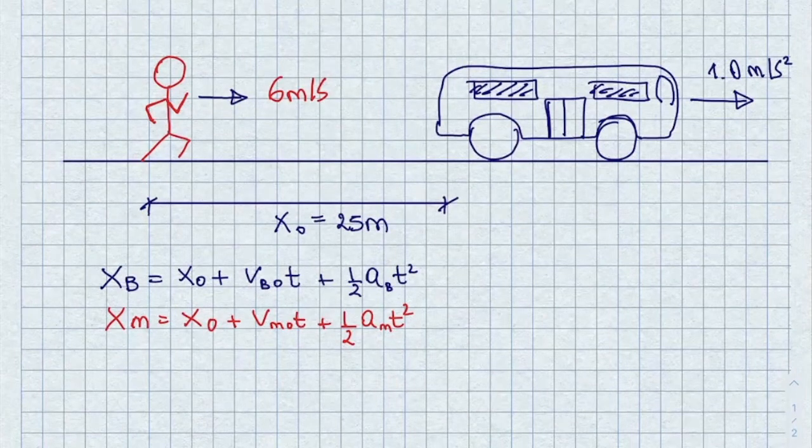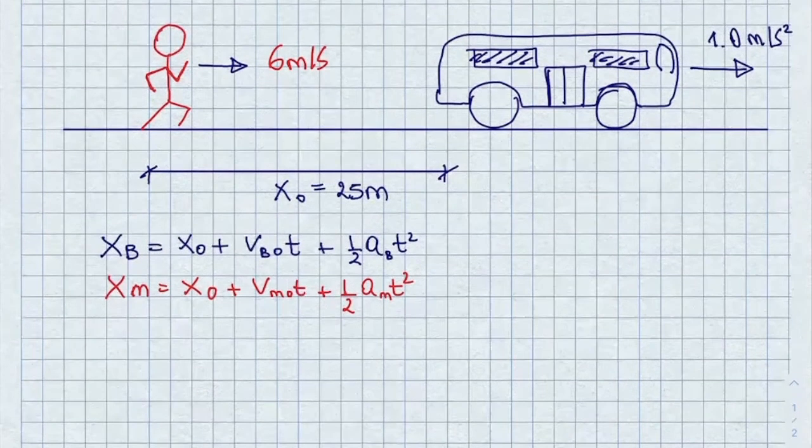In this video, I will go over a problem involving the one-dimensional kinematic equations. The problem states that there is a man running at a speed of 6 meters per second and a bus accelerating at a rate of 1.0 meters per second squared. Initially, the distance between the man and the bus is 25 meters. The problem is asking if the man will be able to catch the bus at the speed he is going. This is his maximum speed. He is not accelerating after that.